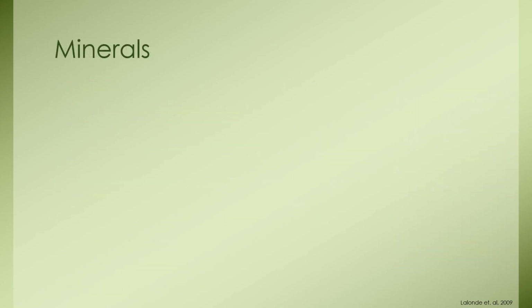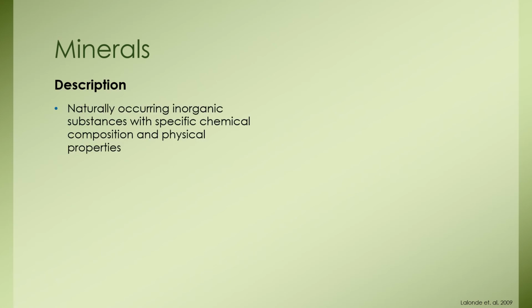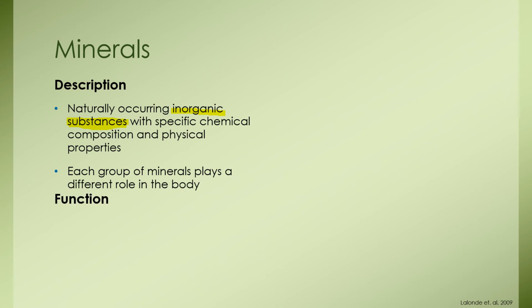Resource: eggs are good for everything, okay? Minerals. A mineral is a naturally occurring inorganic substance with specific chemical composition and physical properties. So they are inorganic substances. What does that mean? It means that they don't have carbon, unlike organic substances, okay? Each group of minerals plays a different role in the body, just like the vitamins.